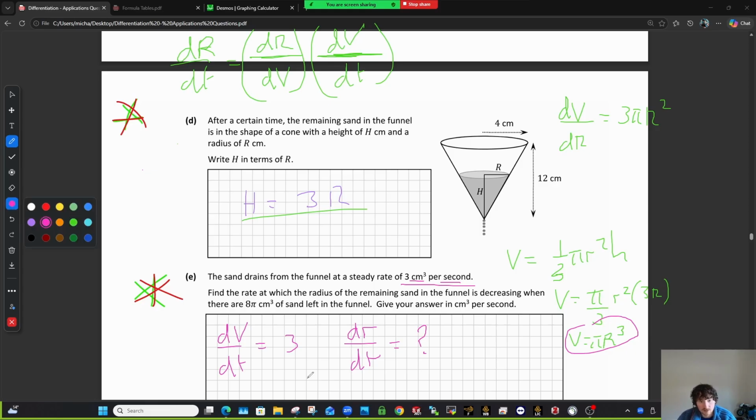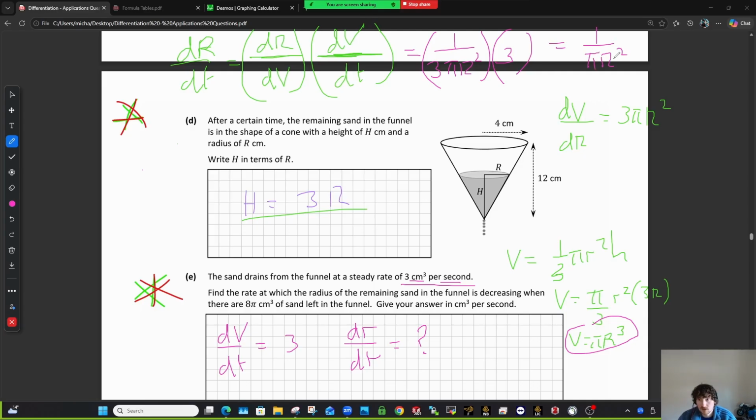Do we already have dV dt? We do. Can we get dR dV? Well, we have dV dR, so we can just flip this and get dR dV. So this then, when we sub in, is really 1 over 3 pi R squared multiplied by this number here, which is 3. Now, that there works out as 1 over pi R squared because the 3's cancel.